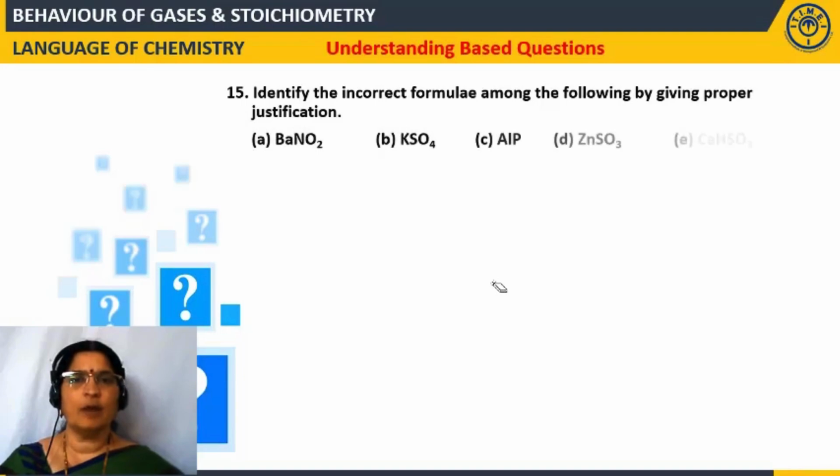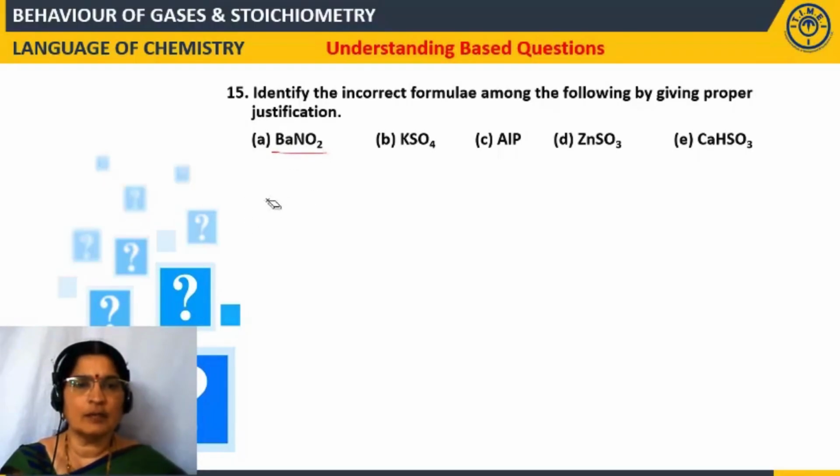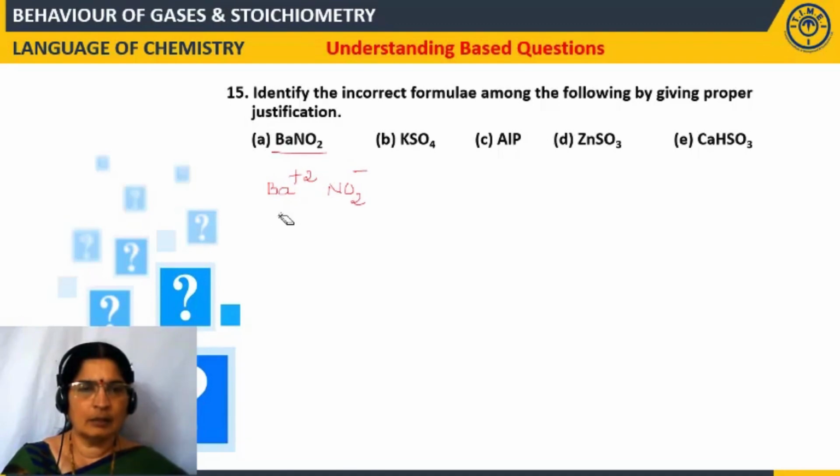Identify the incorrect formulae among the following by giving proper justification. So you need to identify the incorrect formulae. So let us see BaNO2. Whether it is correct or not, you will be able to know if we write the formulae. Barium, you know that it is a second group element, so it forms +2 ion. NO2 minus, because it is derived from HNO2. After losing one H plus, it gives the monovalent radical. 2, 1.